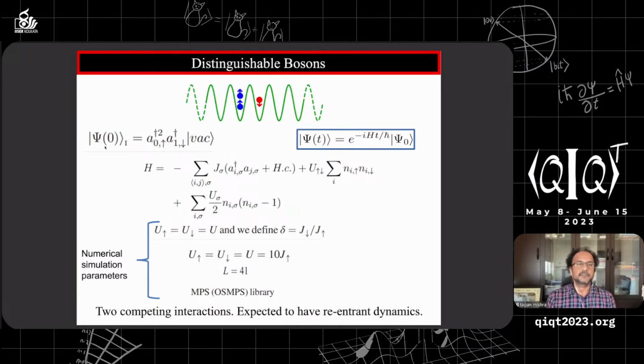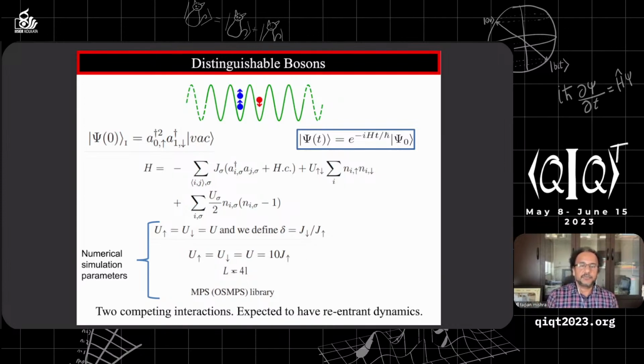Initial state is A0 dagger squared up and A1 down dagger. That means I am creating one down particle here and two up particles here. Okay. Again, this Hamiltonian is the same as before. Since we have 2 up particles present, we can have U up finite here, and U down is 0. I mean, 0 meaning it doesn't have any meaning, but for convenience, we call U up and U down as U. And we define delta, again the hopping ratio, and we introduce some hopping imbalance by making delta not equal to 1.